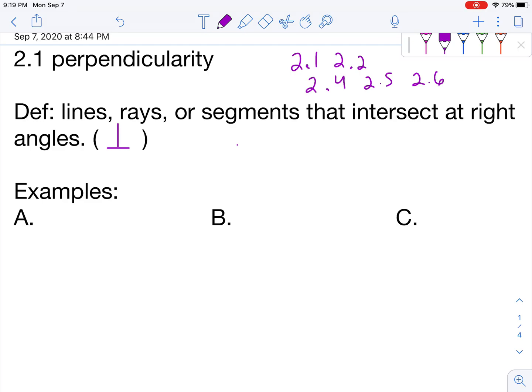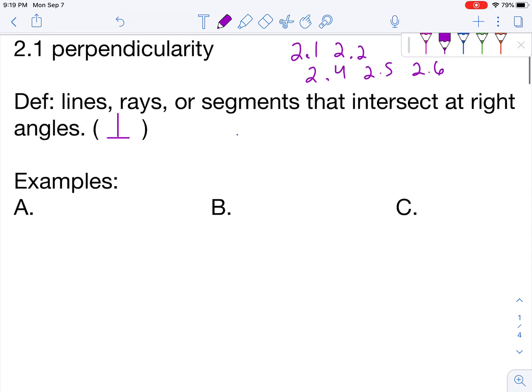So section 2.1 is perpendicularity. The definition's down there for you guys, and this is a definition, which means the converse is also true, okay? So lines, rays, or segments that intersect at right angles, okay? So some examples for you guys.